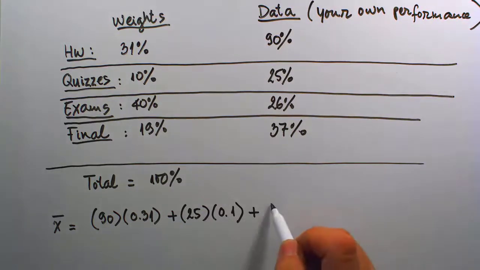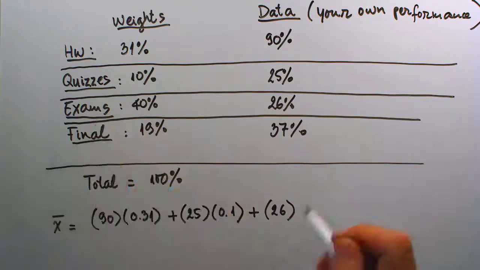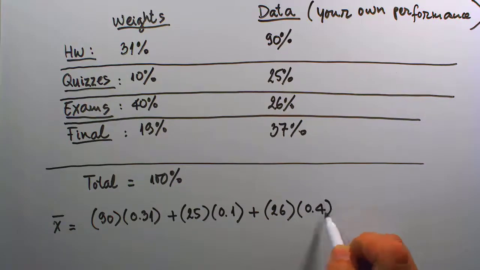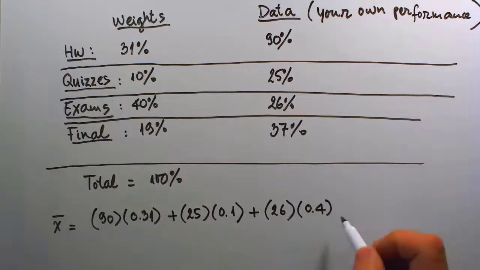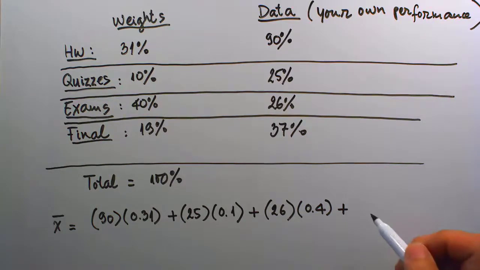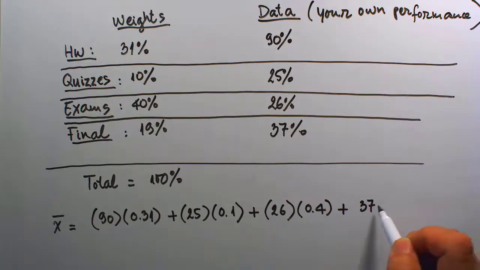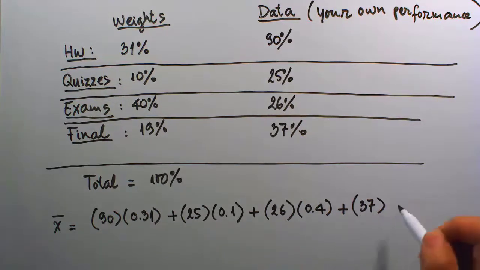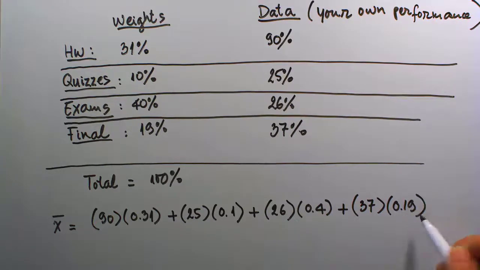Plus, the next data value in your performance is 26% on the exams, and we multiply that with 0.4, as for all exams weight, 40% of the final grade. Plus, the last piece of data we have here is 37% that comes from your final exam. We are multiplying that with weight 0.19.